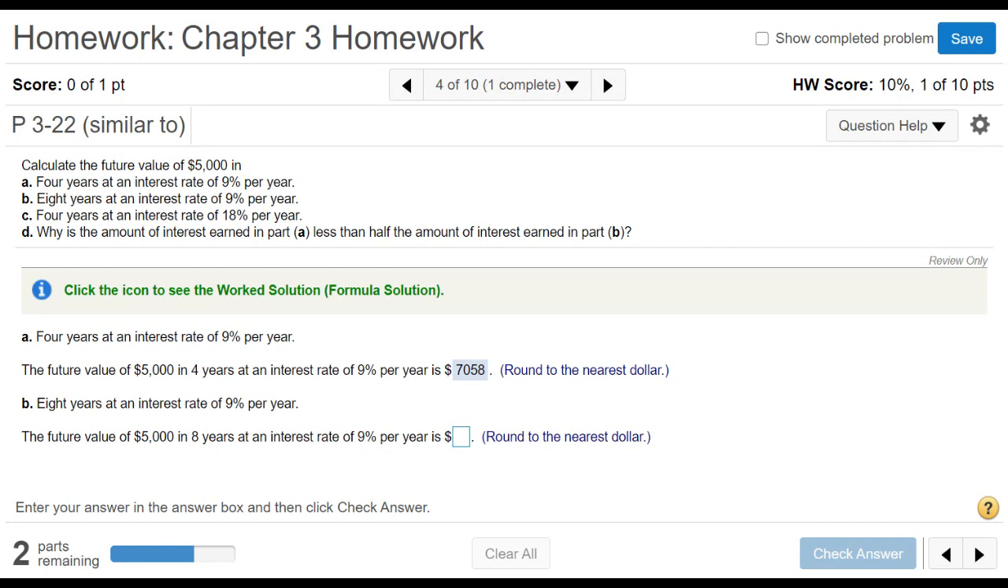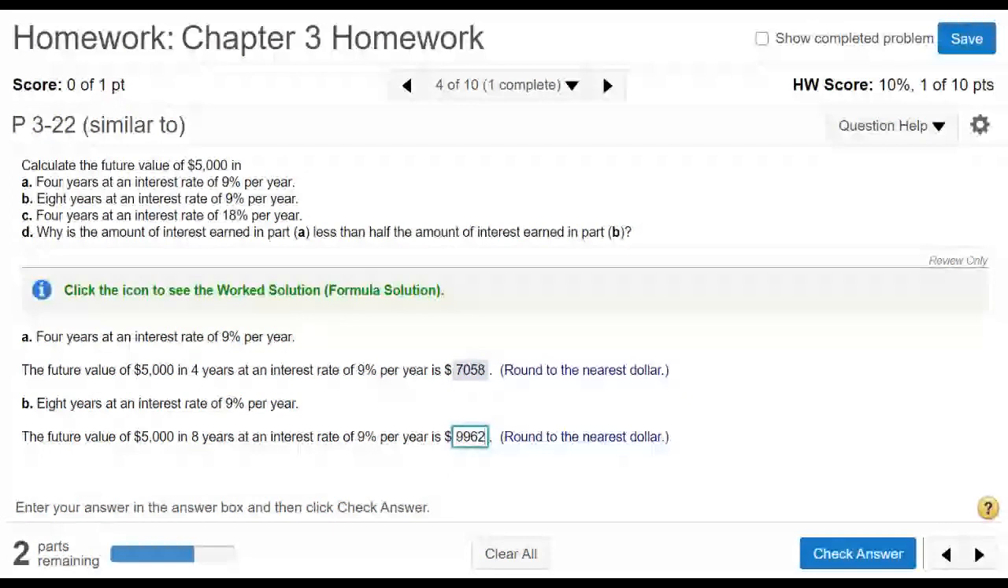Now let's do the next one, and it's for 8 years. So the number of periods is 8. The interest rate is 9%. Payment is 0. Present value is 5,000. And then you compute for future value. So this is at 8 years. What's the answer here? 9,962. I think it's 963 because we have to round up. Yes, 9,963.